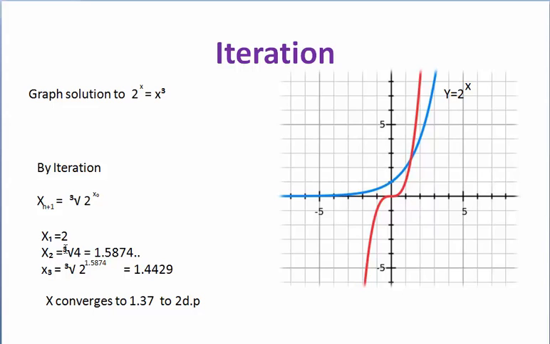So x2 becomes the cube root of 2 to the power 2, where x1 is 2, is 4. So that's our first solution, 1.5874. Then our x3 then becomes cube root of 2 to the power of this answer, which is 1.5874, which equals 1.4429. So we continue this using this answer as x subscript 4, and then x subscript 5, and then eventually we find that x converges to 1.37 to 2 decimal places.